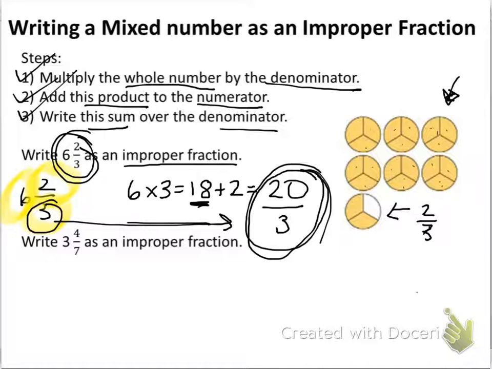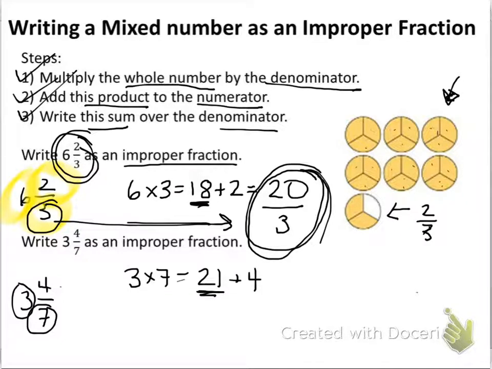So we're going to write 3 4/7 as an improper fraction. Step 1, multiply the whole number by the denominator. So we have 3 times 7, and that gives us 21. And then we're going to add this product to the numerator.